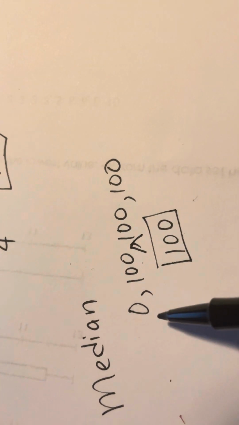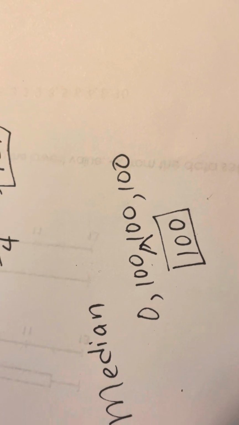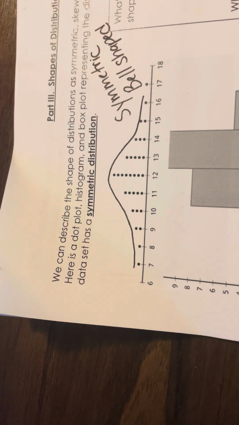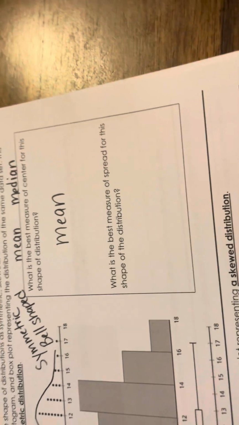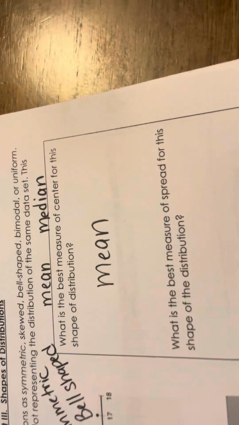But with a median, an outlier doesn't really affect it, because look, does that 0 even impact the middle? No, it does not. So when I'm deciding what's the best measure of center, if your distribution is bell-shaped or symmetric, there are no big outliers that will affect your mean, so you're going to go with the mean here. Bell-shaped distributions, you would use the mean to describe that data set.